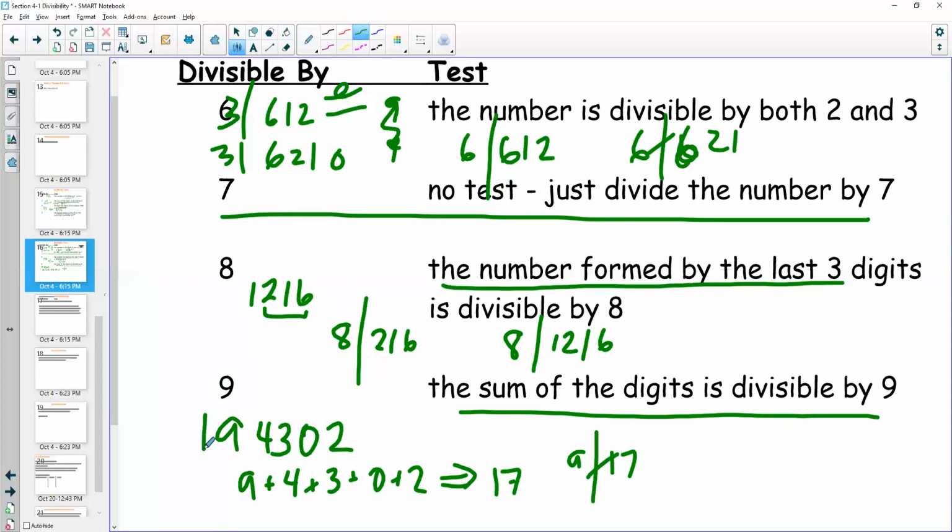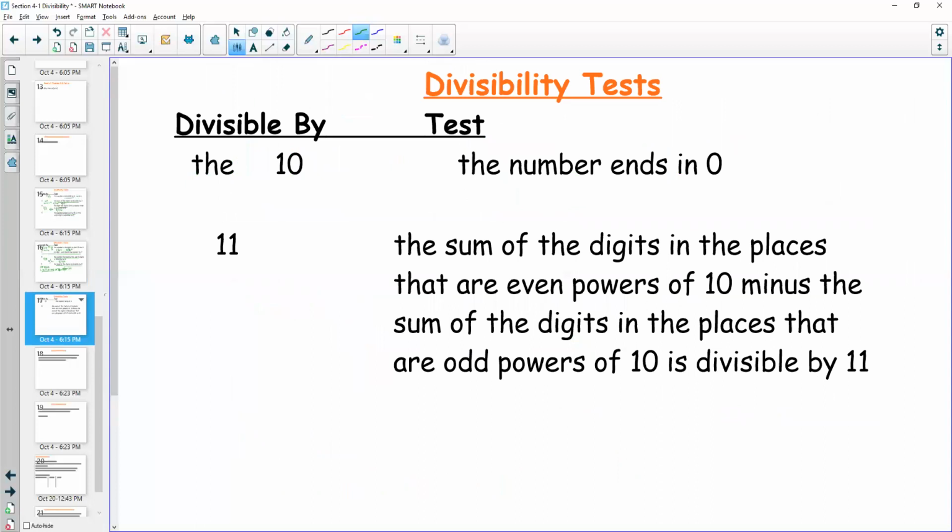However, if I made that number and I added one more onto there, I would get 18. And 18 is divisible by 9. Okay, the sum of the digits has to be divisible by 9. For the last 2 rules here, if a number is divisible by 10, it ends in a 0 every single time. That rule hasn't changed.